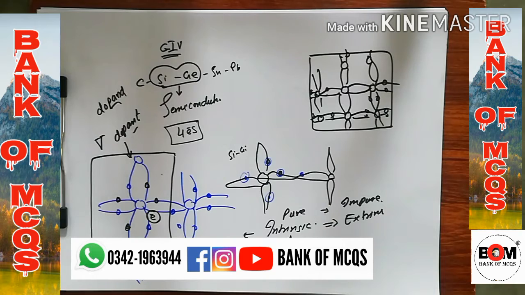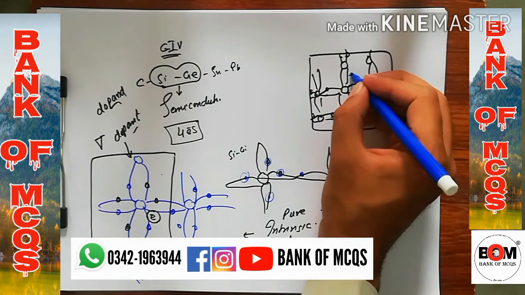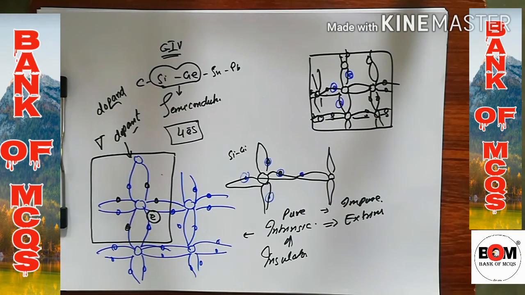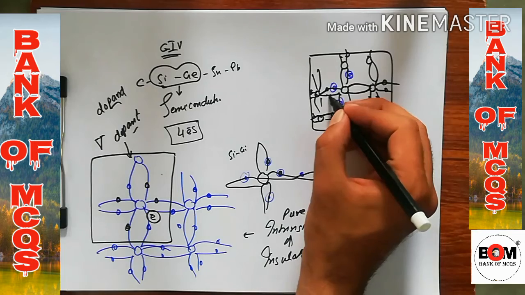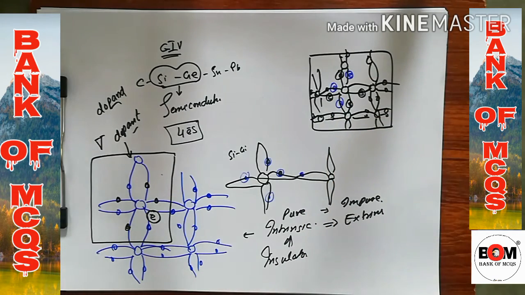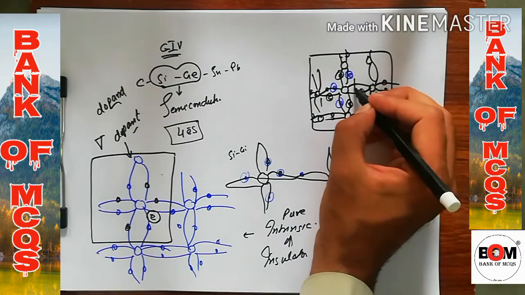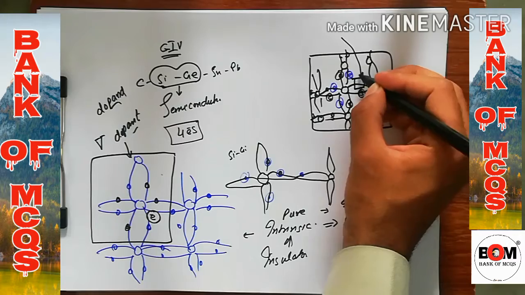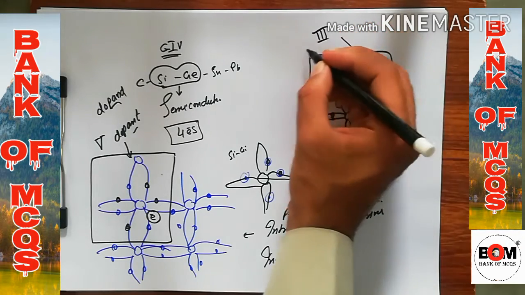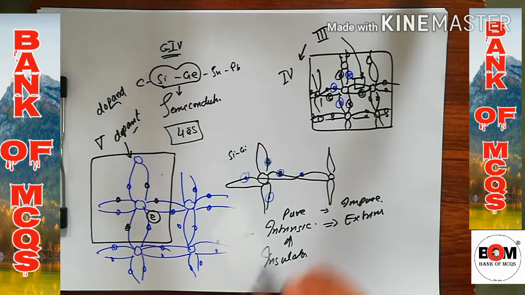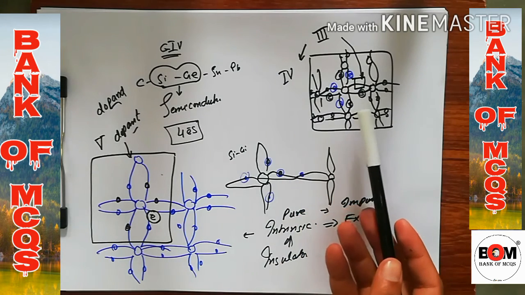But if we replace the metal one with a third group element, the third group element has 3 electrons, so it will have 1 electron, 2 electron and 3 electron. Now there will be electrons from the nearby atoms. So we can see that there is a vacancy of 1 electron, because we have added an atom of period 3 to replace period 4, and period 3 has 1 electron less than period 4, so a hole is created.